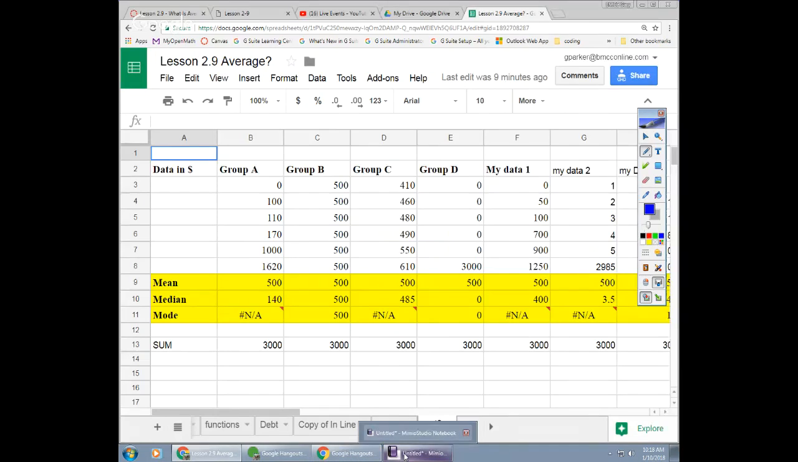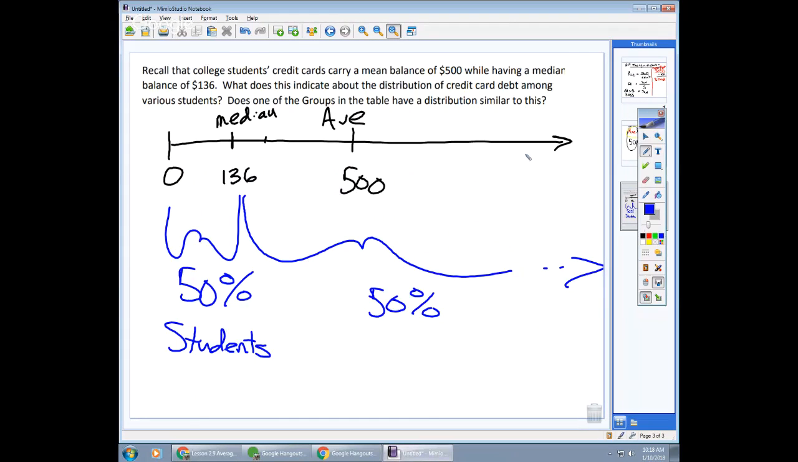So there's a lot of things we could say about this situation here. One is I could say, well, most of the students probably have a debt of less than 500. Why? Because at least 50% of the data has to be lower than 500. For sure, 50% of the data has to be at or below 136. So that means more than half of the data is less than 500. Another thing I could say is there's got to be a few people that have a debt way bigger than 500. Otherwise, there's no way we could get an average of 500.